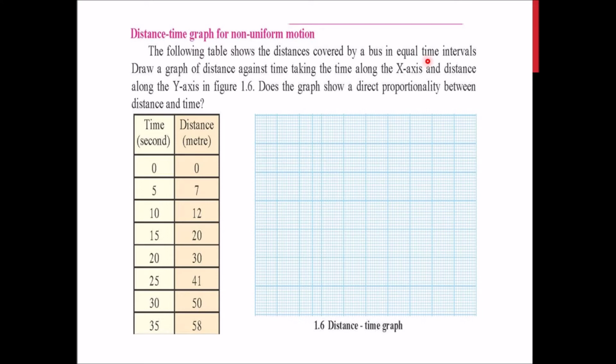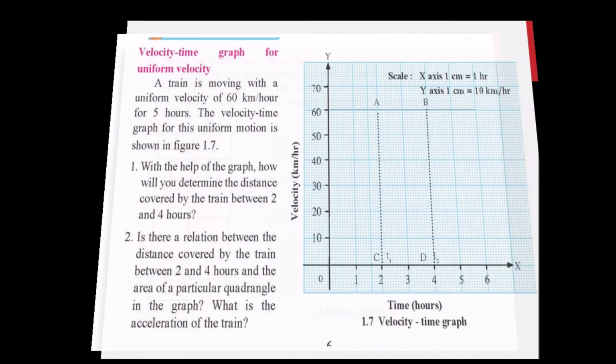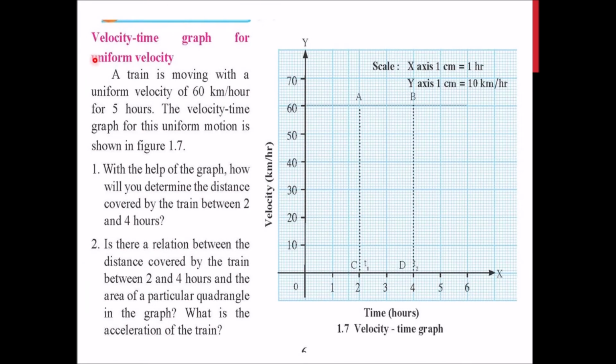You can draw it. Now the velocity time graph for uniform velocity, where you will see that the velocity will remain uniform. You can check page number 6 of your textbook. You'll be able to find this same graph over here.